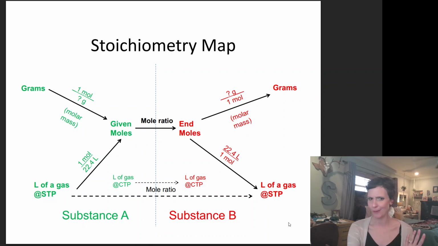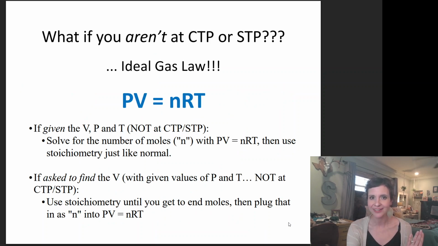But we're not always going to be at constant temperature and pressure, and we're not always going to be at standard temperature and pressure. So how does that affect my ability to solve stoichiometry problems? Well, you guys, we now know the ideal gas law. If you are not at constant or standard temperature and pressure, you get to use the ideal gas law to help you out.